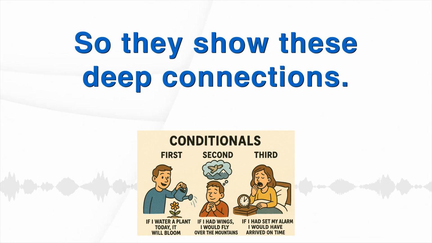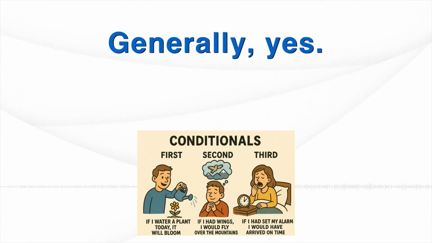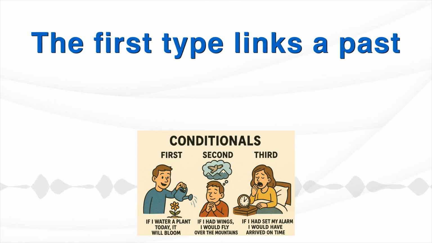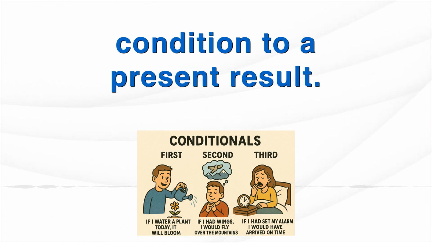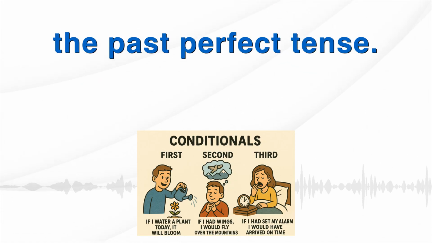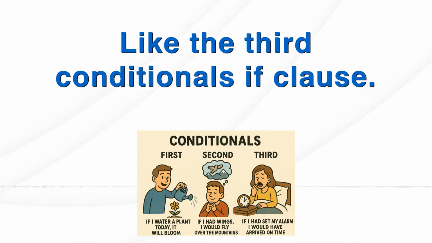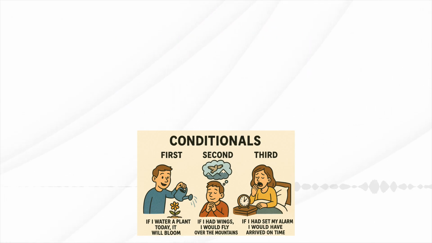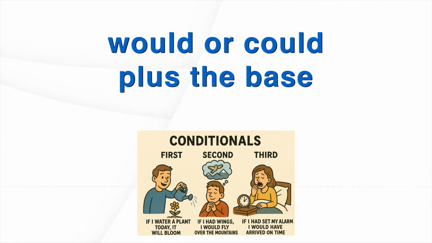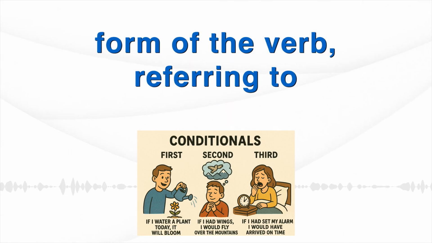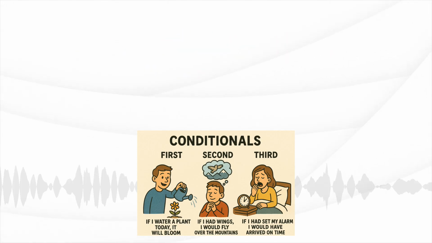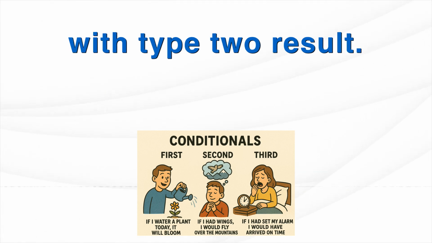Okay, so they show these deep connections. You said there are two main types. Generally, yes. Two common patterns. The first type links a past condition to a present result. What's the structure for that? Okay, so for that one, if plus the past perfect tense, like the third conditional's if clause, if I had done something. Exactly. But then the result part uses would or could plus the base form of the verb, referring to the present. Like the second conditional's result clause. So it mixes a type 3 condition with a type 2 result.